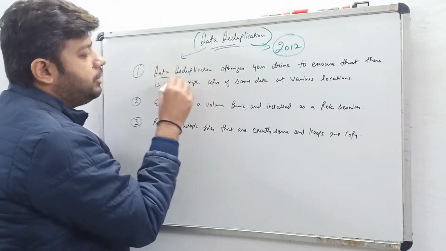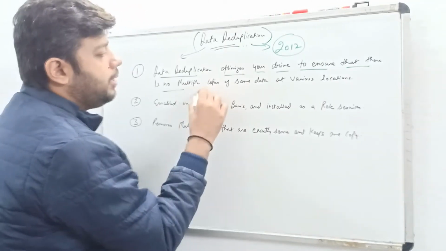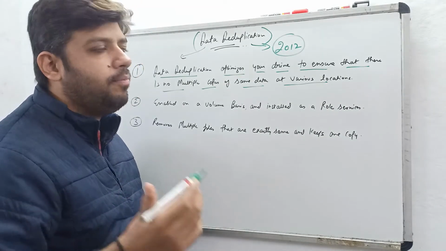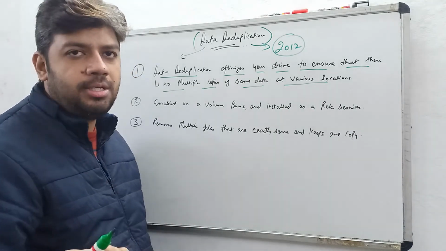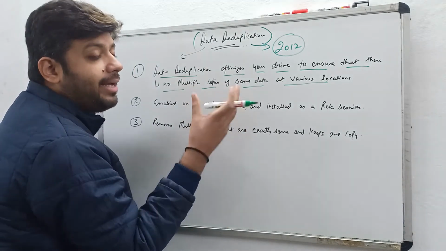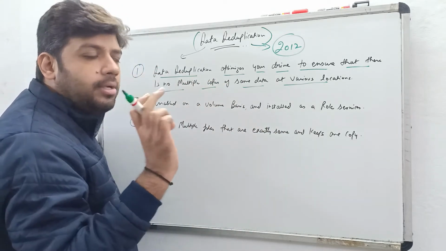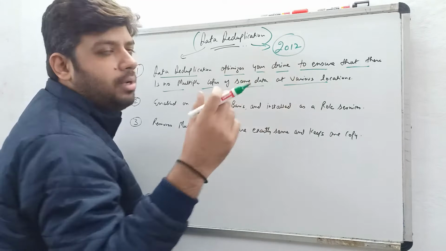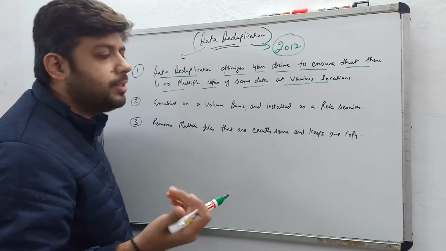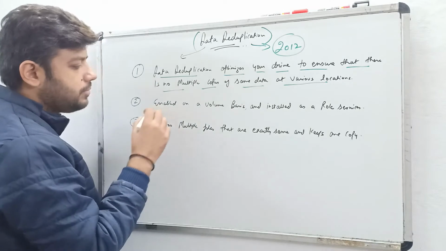It starts with data deduplication. It optimizes your drive to ensure that there are no multiple copies of the same data at various locations. Imagine that we have one file, the file name is abc.txt, and that file is copied in different locations. Like I can copy that file in the E drive, D drive, and F drive. So we have three duplicate copies of that one file. Deduplication is used to identify that kind of thing, duplicate copies in different locations and in the same location also.